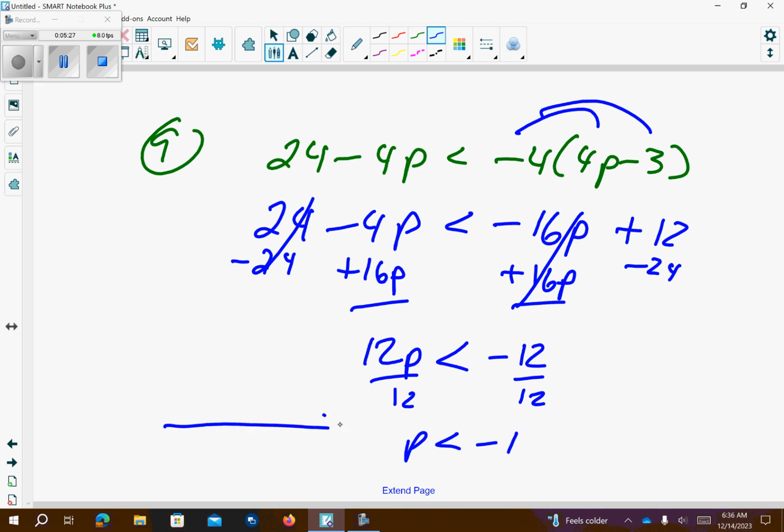So on a number line, I have a 0 here, I have a negative 1 here, I have an open dot, and because the letter is first, it's shading left. Make sure this letter is first. If not, flip the whole problem over to make that first, because this will tell you the direction you shade.